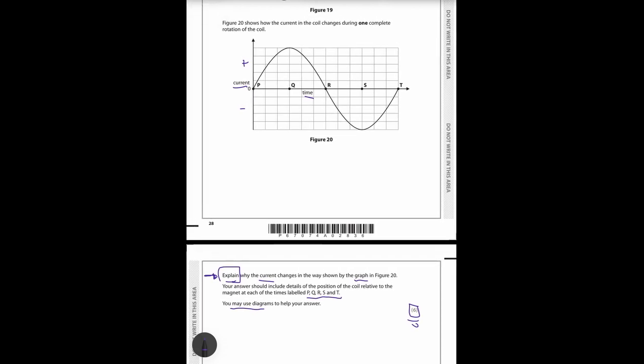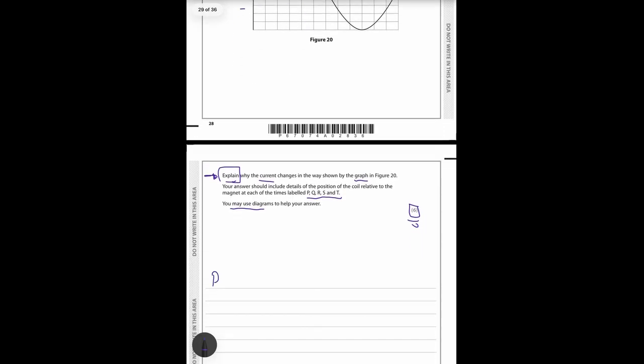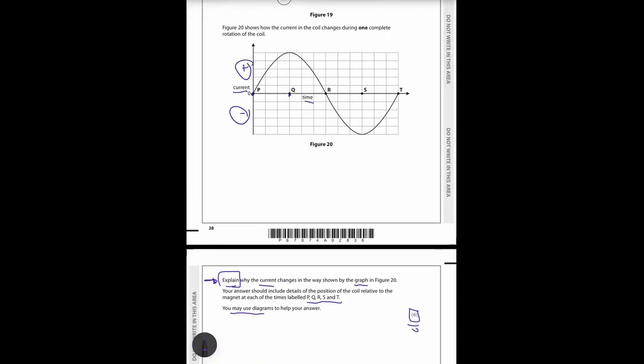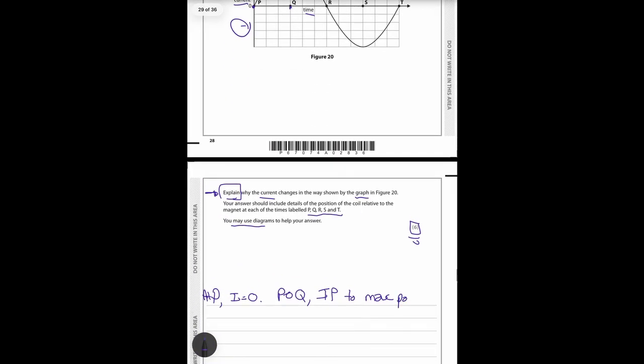So what can I see that's happening at P? I can see at P, the current is 0. From P to Q, the current is increasing to a maximum value. So I can say all of these things. At P, current is 0. P to Q, current increases to maximum. And like I said earlier, because I want to show the examiner I know there's a positive and a negative region, I'm going to say to max positive value.